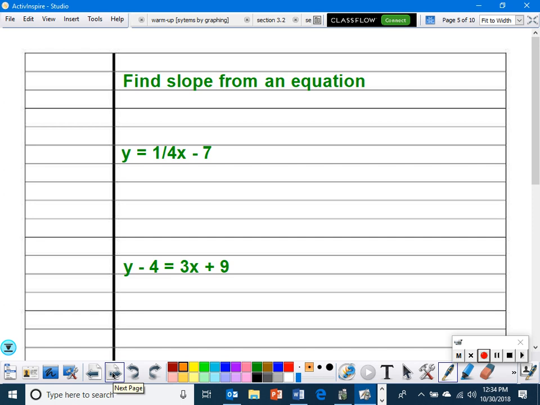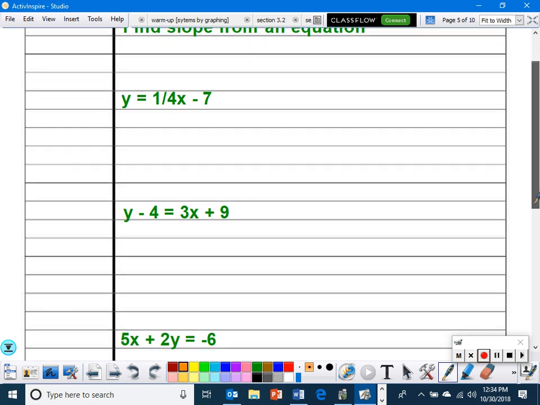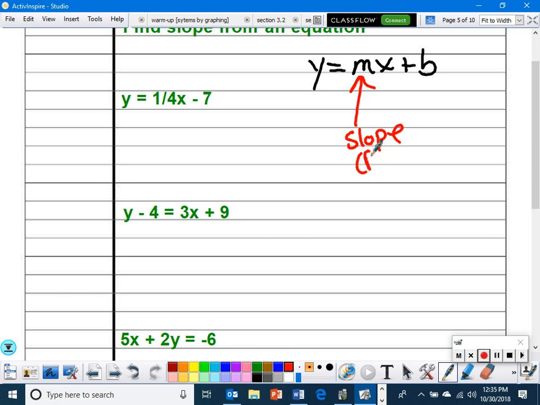Find the slope from the equation. All right, remember y equals mx plus b. The slope is found in front of x. Remember, also known as your rate of change. So in this first one, the slope is 1/4.